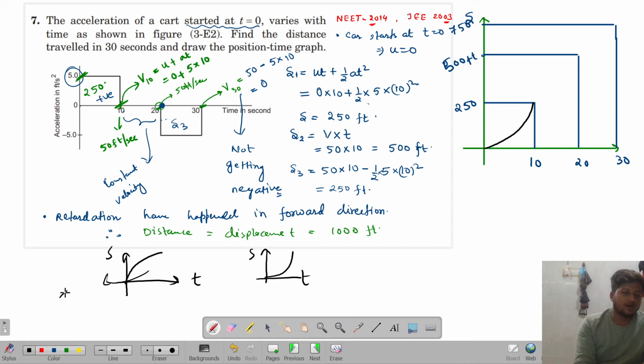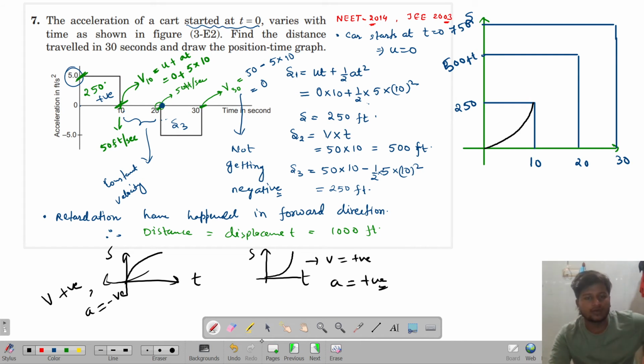Here velocity is positive, but acceleration is what? Negative. Here velocity is positive and also acceleration is positive. Please check the previous lectures if you don't know. Now look over here. From 0 to 10, what has happened? Positive acceleration was there, and positive velocity was also there. So the particle moved from here to here in this fashion.